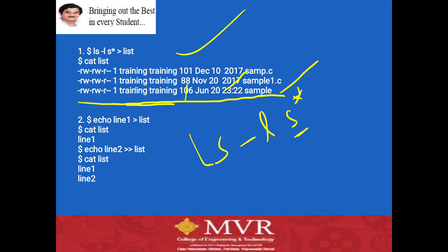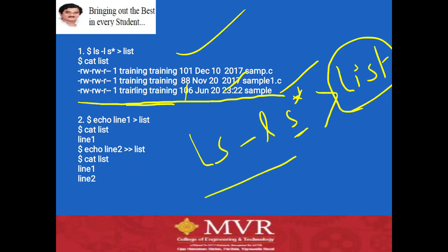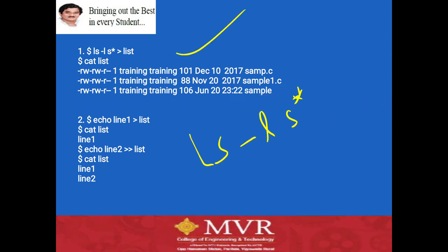Now what I am doing is I am using a greater than symbol, and I am using some file name here. List is the file name. So what happens now, it won't display the contents on the screen. It will store the output in a file named list. Got it? Generally whenever using this command, it will display all the file names which are starting with s. But what I have done is I have redirected the output to a file known as list. So ls -l s* greater than symbol list. So now this list file will contain the output of this ls -l s*.